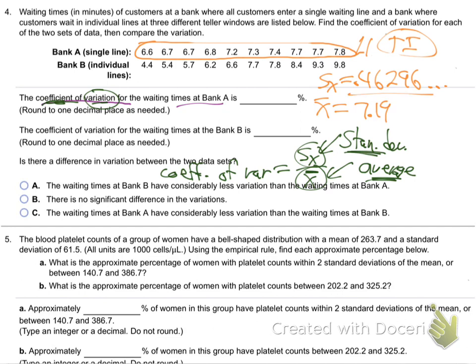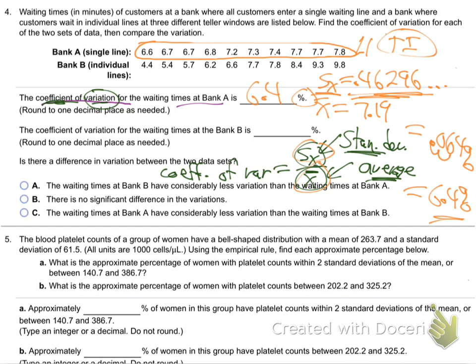Then you just divide those, because it's Sx over x bar. Divide those on your calculator, and you'll get the answer, 0.064. That's the decimal. Notice they want a percentage. What happens when we change an answer to a percentage? The decimal moves 2 places, so it becomes 6.4%.